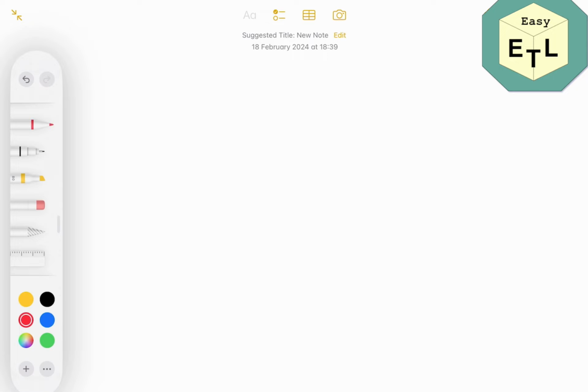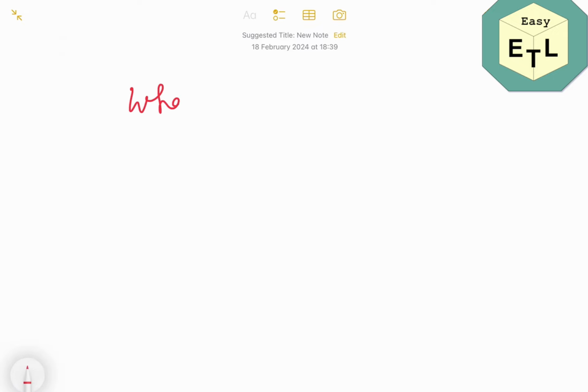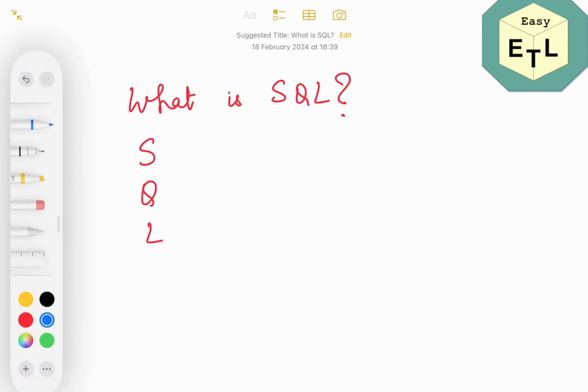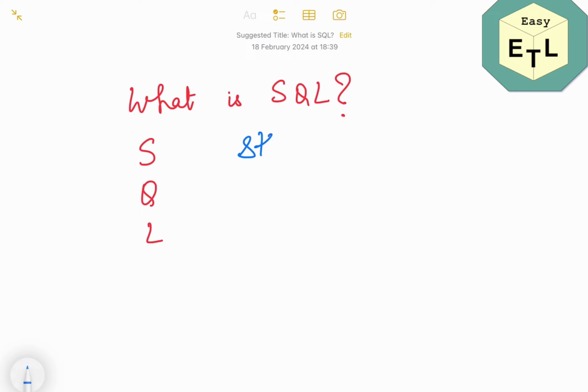Today's topic for our discussion is what is SQL. Let's start with the full form. So SQL stands for structured query language.